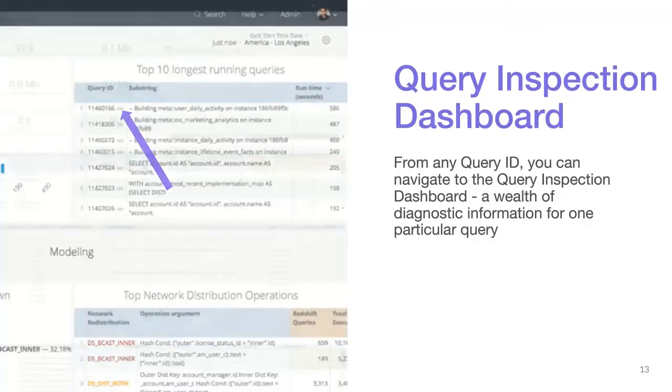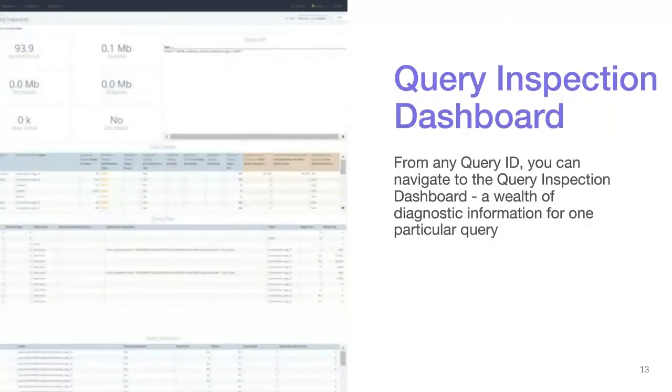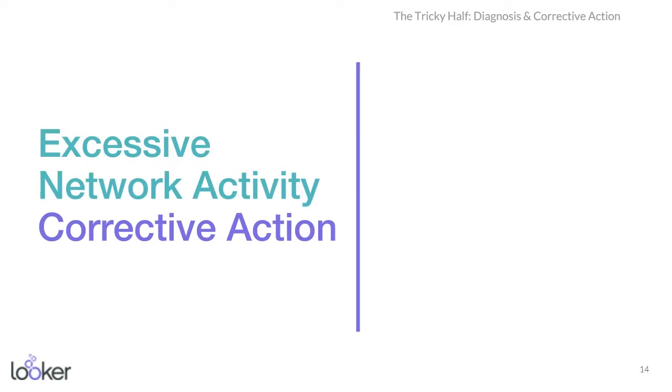So, going to the first one, which is excessive network activity. The query inspection dashboard is going to highlight this really well for you, right? It's going to show how many megabytes were distributed or broadcast across the network for a particular query. And so if you see a very high amount for an individual query, you know that one required a lot of network activity to shuffle data across nodes in your cluster. And this is the most common issue because Redshift will, by default, set distribution styles as even across your cluster.